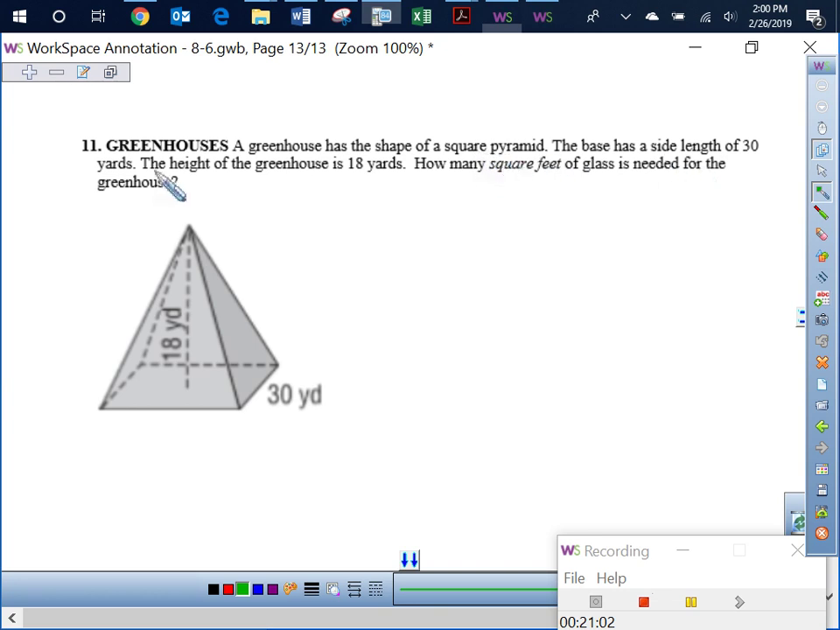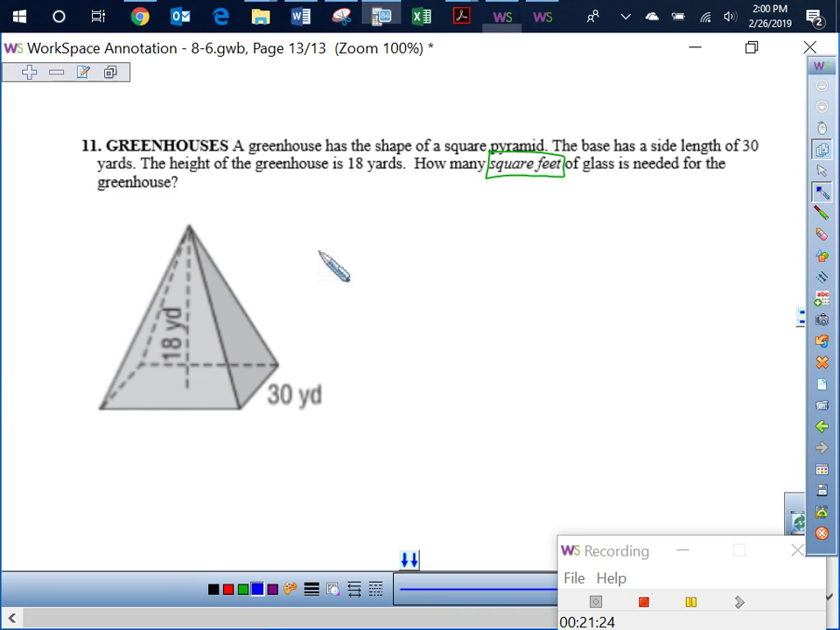The base has sides of 30 yards. The height is 18 yards. How many square feet of glass is needed for the greenhouse? Couple problems. One, we've already indicated they want square feet, and this guy's in yards. But before that, what should we find? Surface area, lateral area, volume, what should we find?